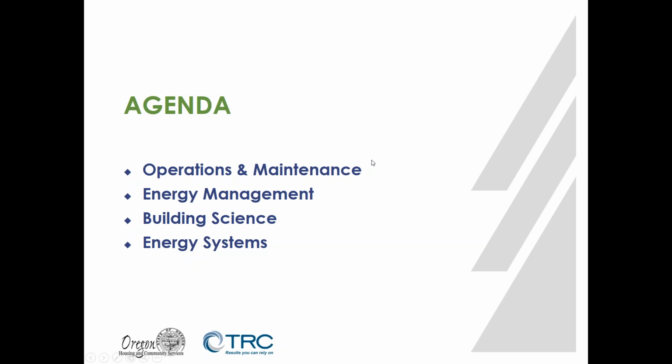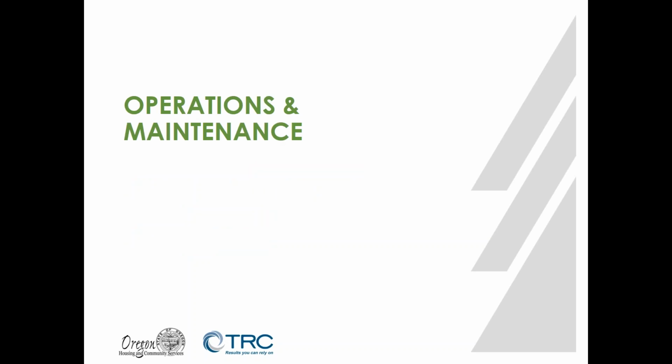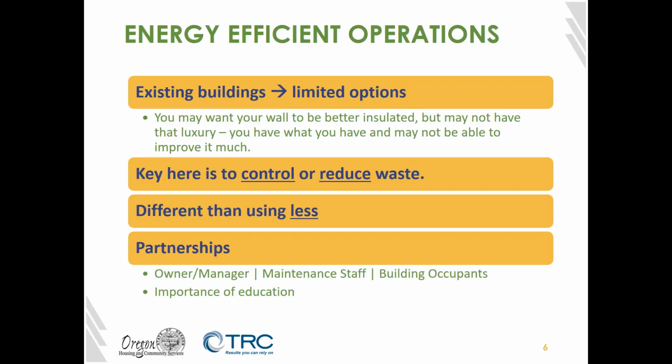All right, great. Yeah, so we're going to start with an overview of operations and maintenance in general, talk about energy management and how that can be integrated into O&M, go through basic concepts in building science, and then look at how those building science principles are actually applied to energy systems in buildings in terms of how we operate them and how we maintain them to maximize building performance. So starting with operations and maintenance.